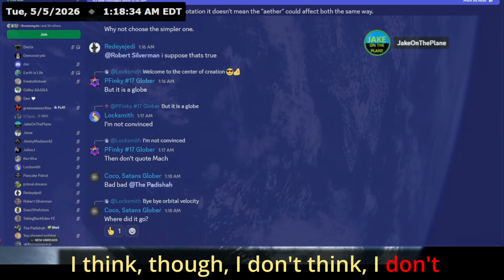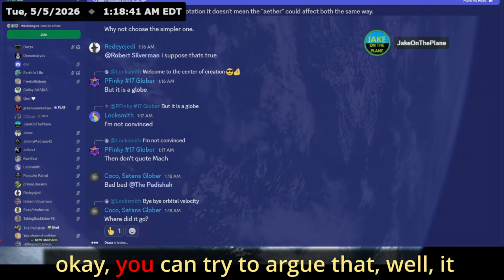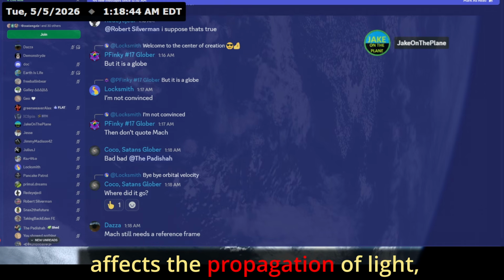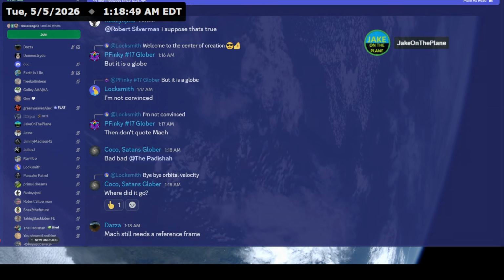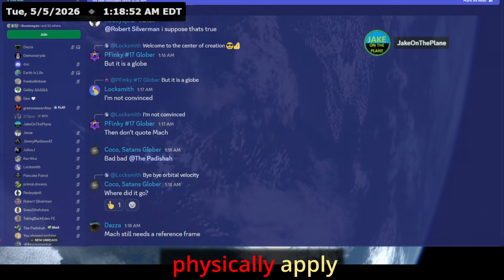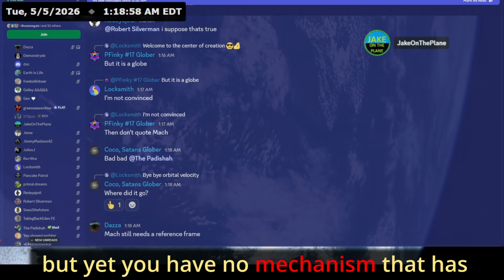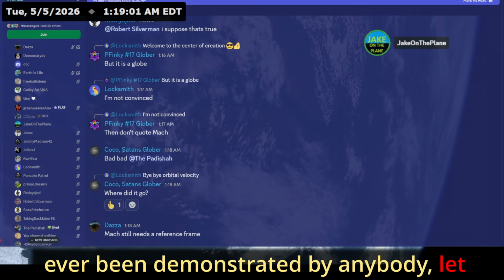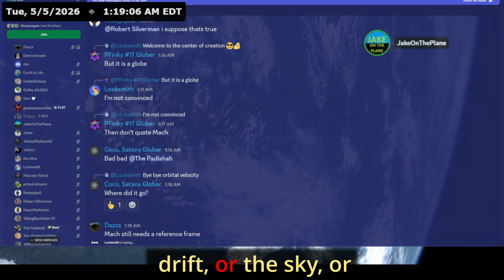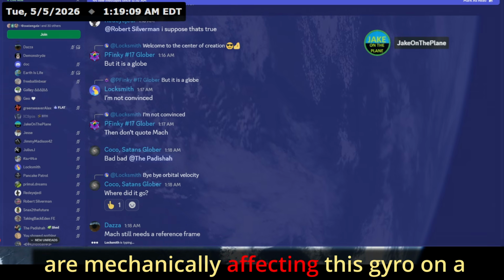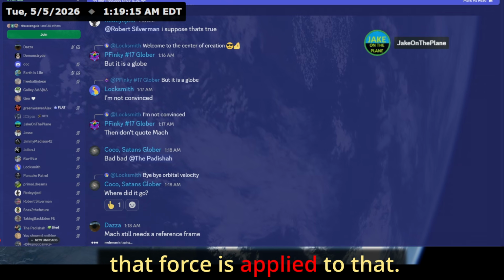I don't like the fact that you guys are just going to say, well, you have this ether drift. Okay, you can try to argue that it affects the propagation of light and therefore it interferes with the interferometer in a ring laser gyroscope. But then to say it also can physically apply a force to a mechanical gyro and affect that, yet you have no mechanism that has ever been demonstrated by anybody, let alone a flat earther, as to how the rotation of the ether drift or the sky or the stars or whatever are mechanically affecting this gyro on a flat stationary Earth. You have no mechanism of how that force is applied.